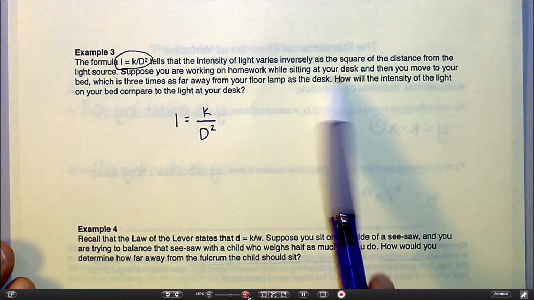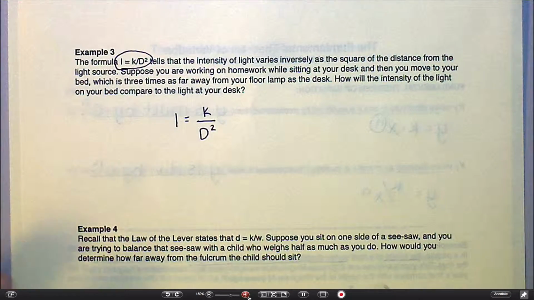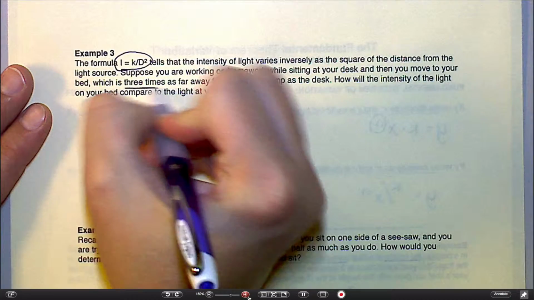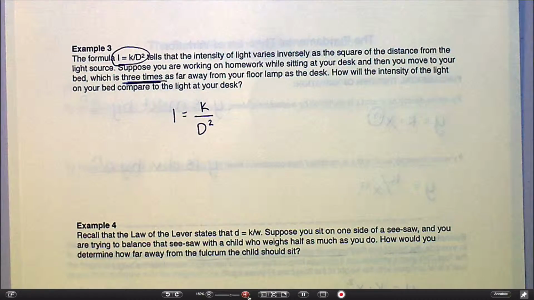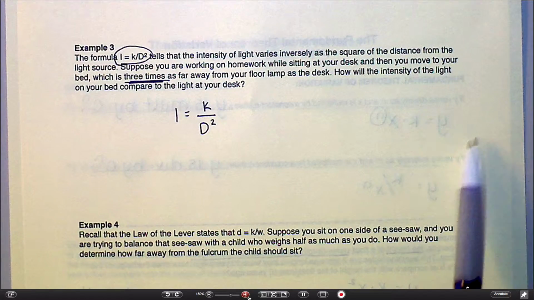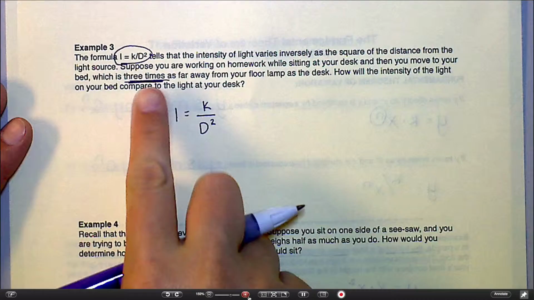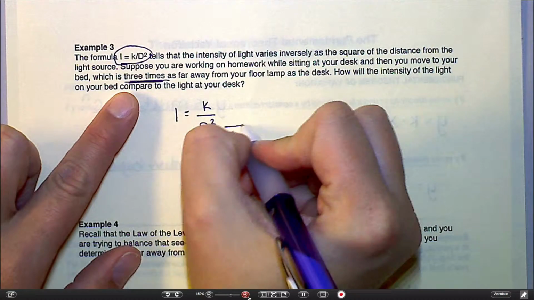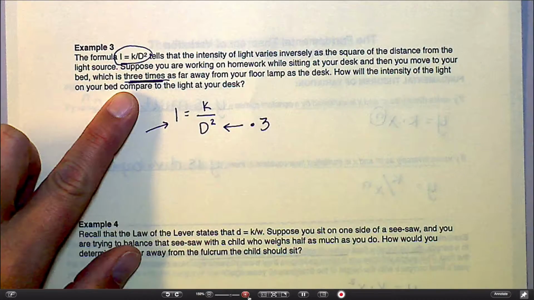You are working on homework sitting at your desk, and you decide your desk is too uncomfortable, so you move to your bed. But your bed is 3 times as far away from your light as the desk was. So when you move, you're tripling the distance between you and the light. And I want to know, how will that affect the intensity of the light? Now, it doesn't actually tell me the intensity, so I don't have to calculate anything. I just want to know what's going to happen to the intensity. Okay, so this time, if I triple the distance, if I multiply this by 3, what's going to happen over here? Gonna divide by 9.